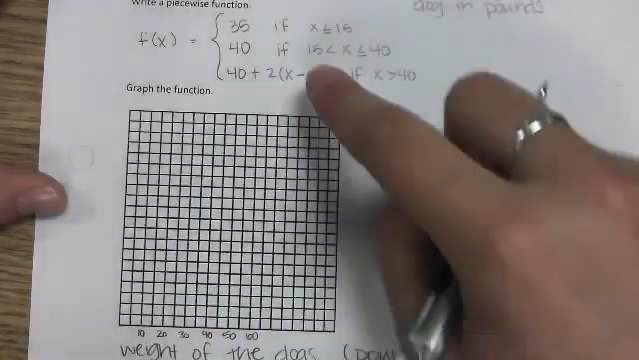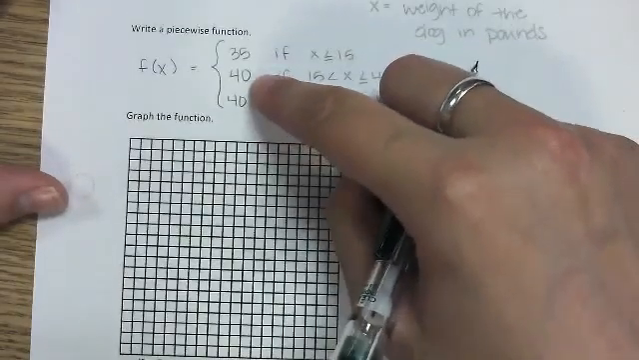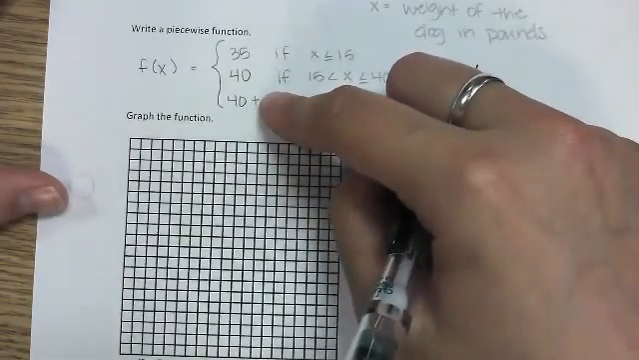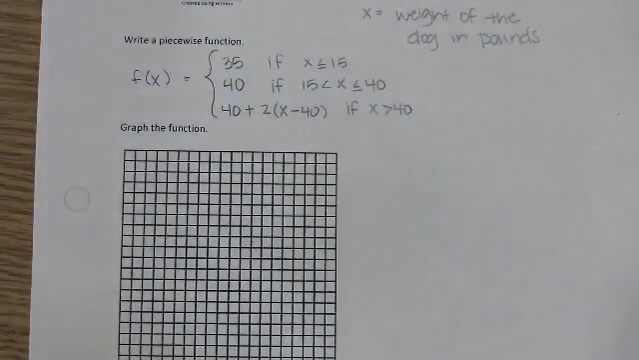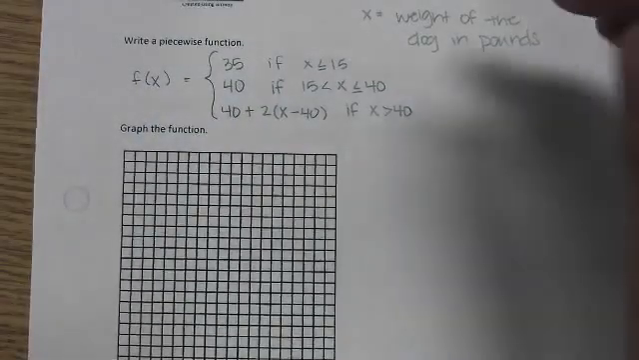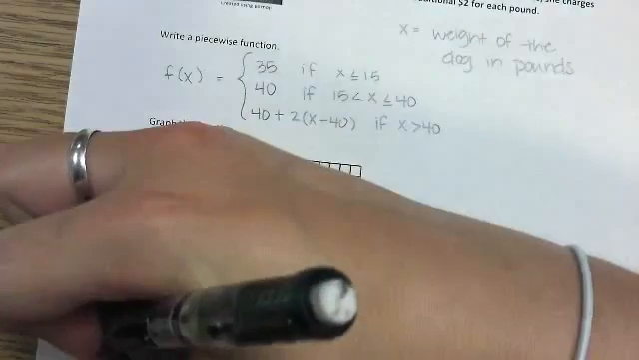And then over here we're going to have to graph this, so we have 35 and 40 for the y-axis for sure, and this is going to be the cost for grooming.